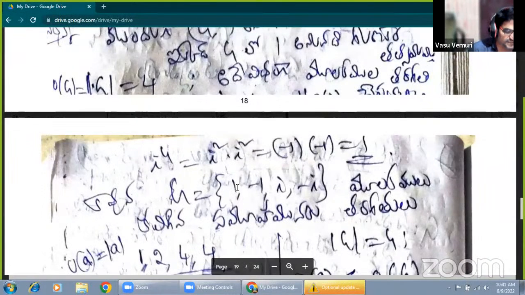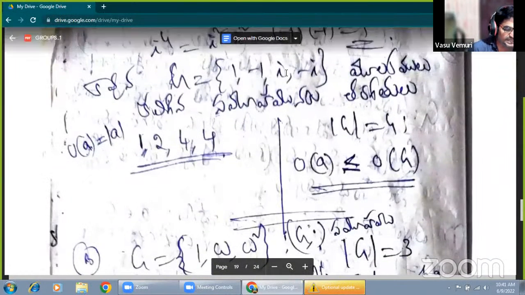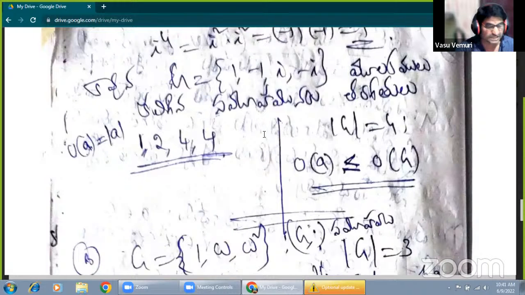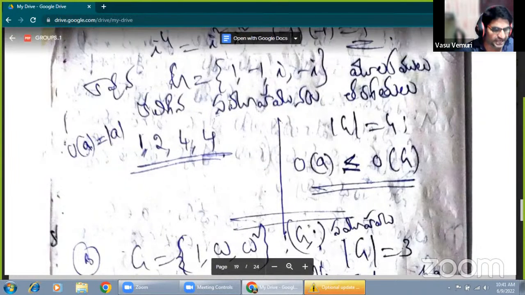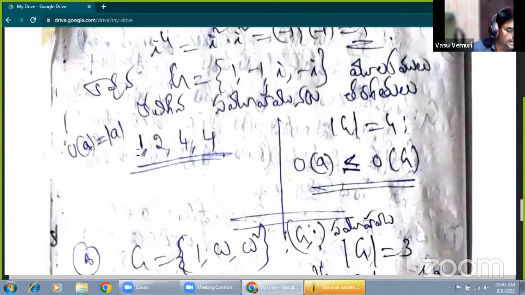Now this is a very important concept. 1, minus 1, i, minus i: these are all elements, especially the imaginary fourth roots of unity, and hence their orders are: 1 has order 1, minus 1 has order 2, i has order 4, and minus i has order 4. Now, particularly, you have to see one of the relations. The group order is 4 because the number of elements in this group is 4. Therefore, the cardinality of the group is 4. Particularly, we have to mention here that the orders of the elements are 1, 2, 4, 4.